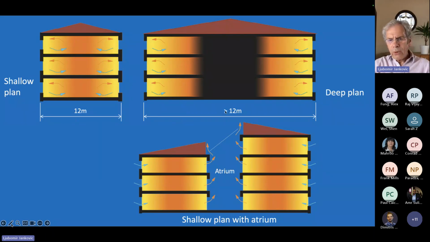If we have deep plan, which is larger than 12 meters deep, then we won't be able to achieve natural ventilation, natural daylight here. We will have to use conventional energy, which causes carbon emissions. We can, however, break that deep plan down with an atrium and achieve 2 shallow plans that correspond to the original deep plan, and that avoids the need for using as much conventional energy for ventilation and daylight.